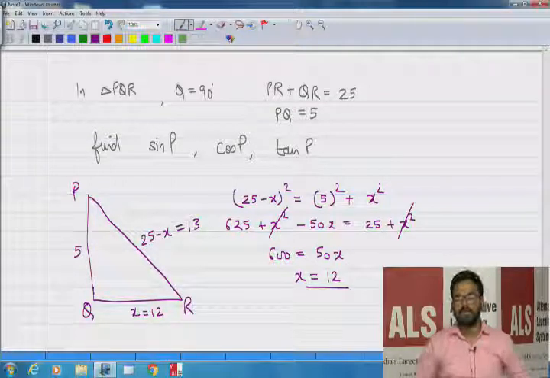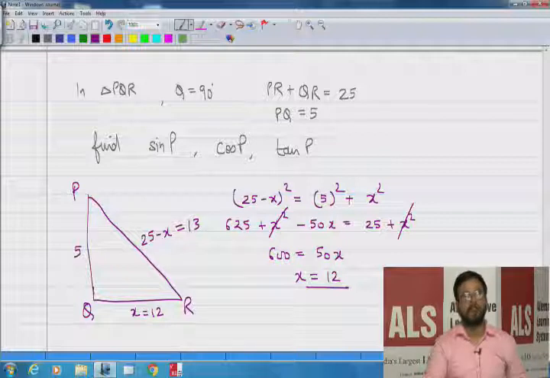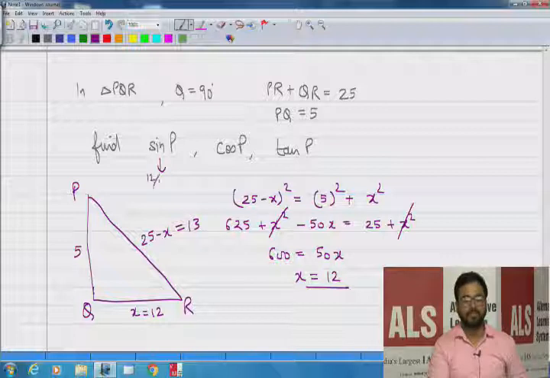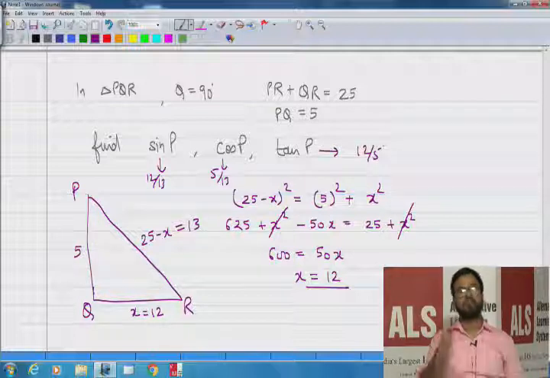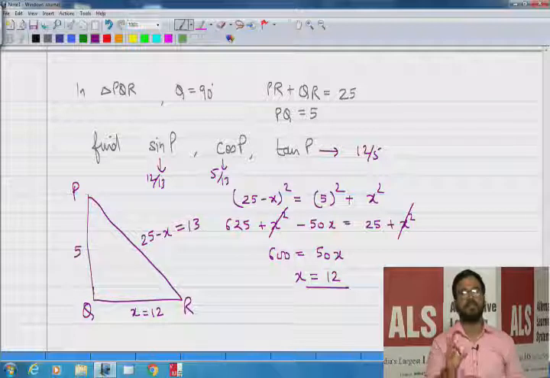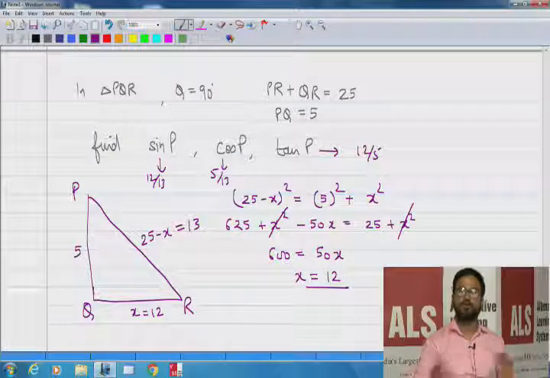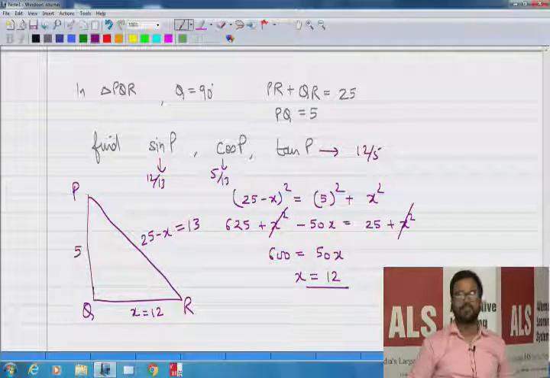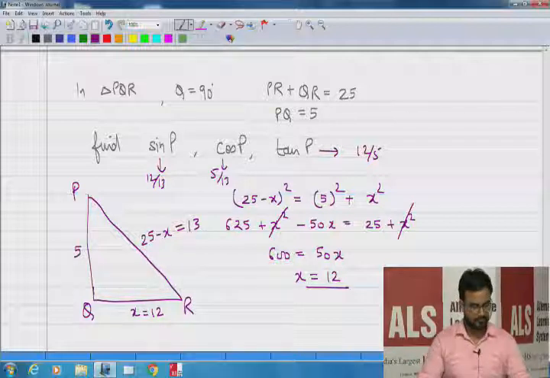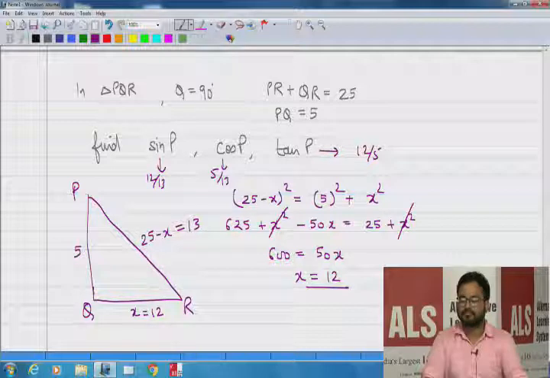Now we got the three sides. Now it is very easy. Any ratio you can find. Sin P is nothing but 12 upon 13, cos P is 5 over 13, and tan P is 12 over 5. So the main thing is to find the sides. After getting the three sides of the triangle, finding the ratio is a cakewalk. It's very easy. All of you got it? Shillong Center, is this clear now? Any doubt? Anybody?